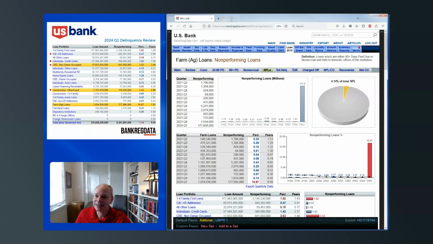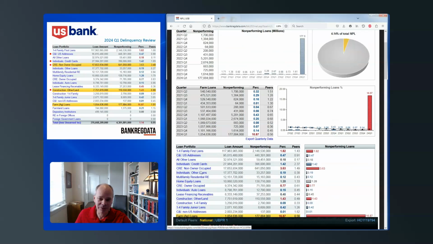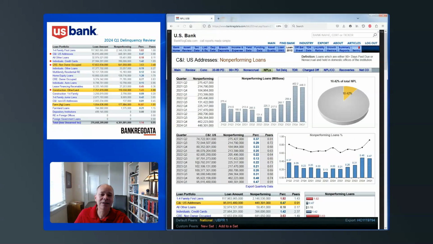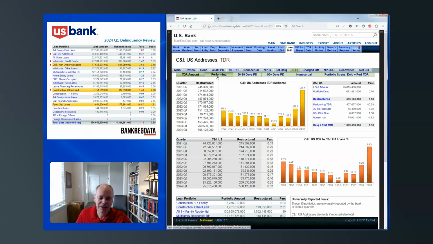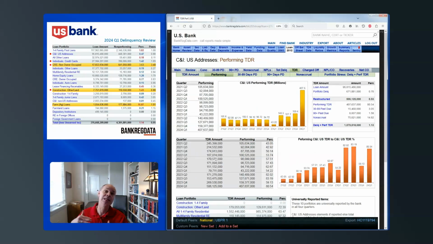Let's go back and take a look at the C&I portfolio. So C&I U.S. addresses. This is going to be domestic C&I. We do see that it is increasing, 26 basis points to 0.47%. But the big one here, as with some of the other portfolios we're seeing, is it's a more than doubling of restructuring. This is going to indicate future stress. Whenever you're restructuring a loan, you're pushing it out into the future. Hopefully they'll cure, but more often than not, as a pool, banks that do this repetitively, you will see that a higher percentage of them have higher charge-offs in the future.